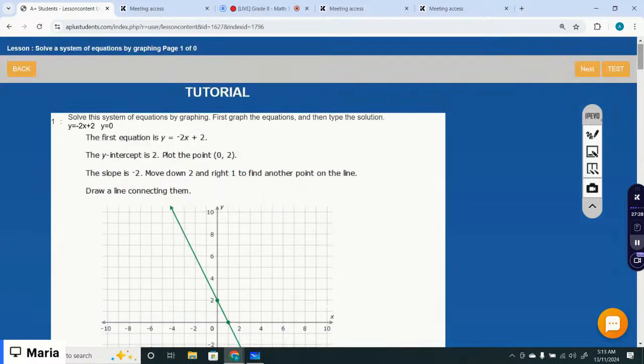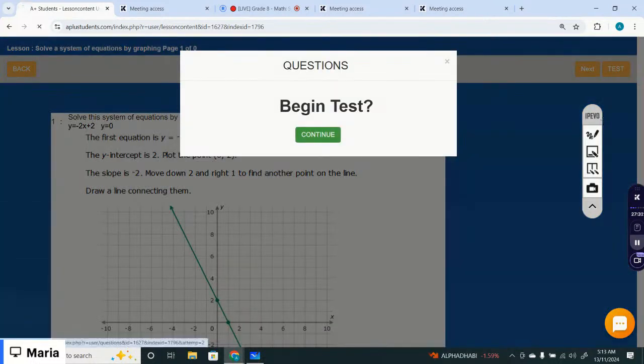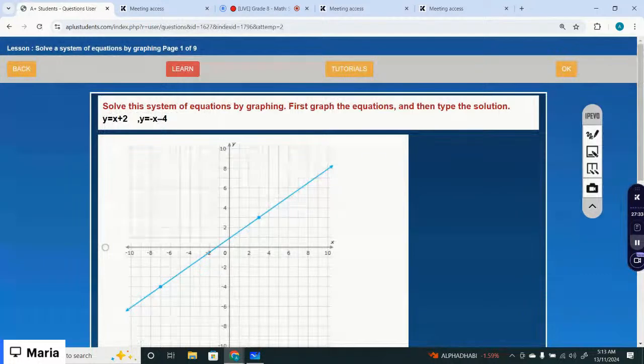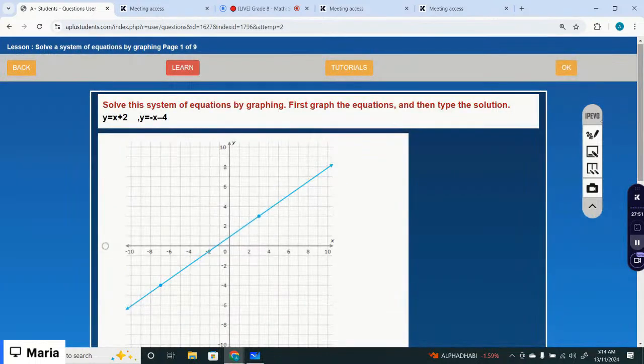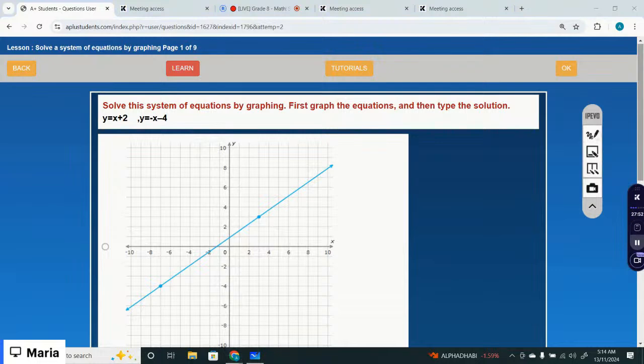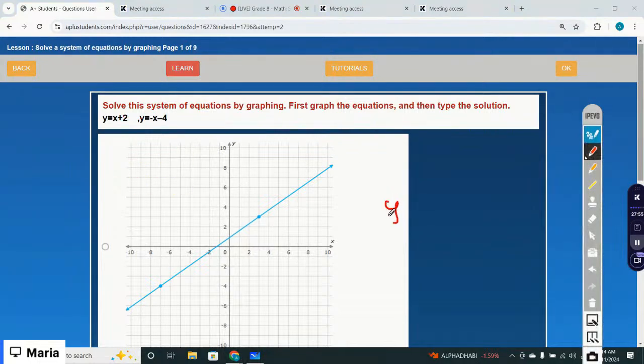Let's just start the test questions that are already solved. So I will explain, do and explain. You are given two equations, y equals x plus 2 and y equals x minus 4. You have to graph the equations, write down the equations, then see how we solve them. Y equals x plus 2 and the second one is y equals x minus 4.